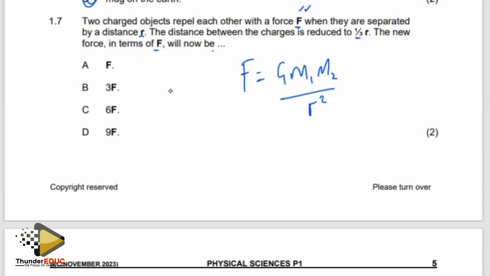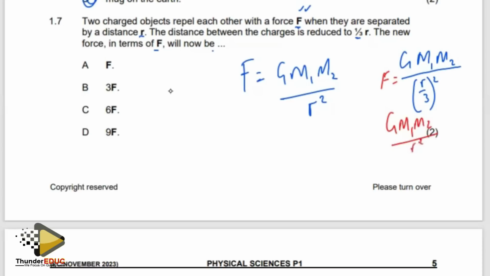The masses are still the same because the same object. So which means it's going to be G m1 m2. We're dividing it by r over 3. This is going to be squared. So what's going to happen there is that let's simplify this and create more or less the same thing. So it's going to be G m1 m2 over r squared, and then we divide this by 9. From our laws of fractions, we cannot divide fractions, so we normally change the sign. So this is the same as r squared over 9.